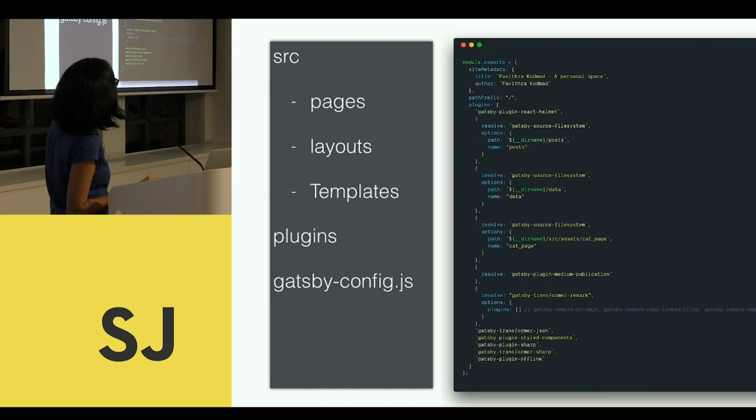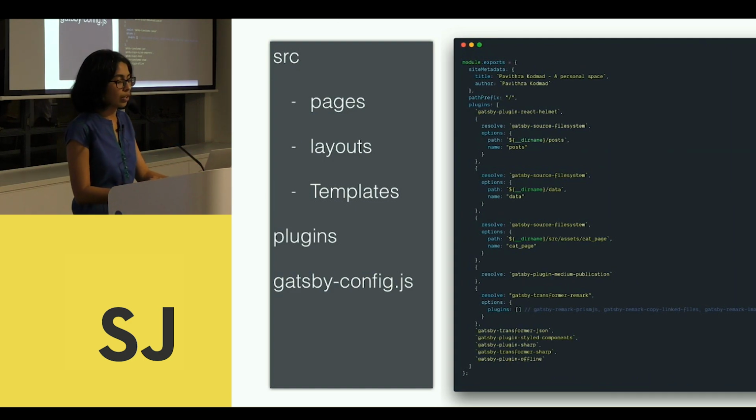Is it big enough? Okay, I guess I had to fill the whole thing on the screen anyway. So Gatsby will mandatorily have a Gatsby config file. This is where you configure Gatsby. Configuring Gatsby is just defining all the plugins that it needs to use and giving some parameters to these plugins. You can have some metadata. Okay, I can't zoom either. So here, if you can see, I have a plugin for React Helmet, which gives me some security stuff.